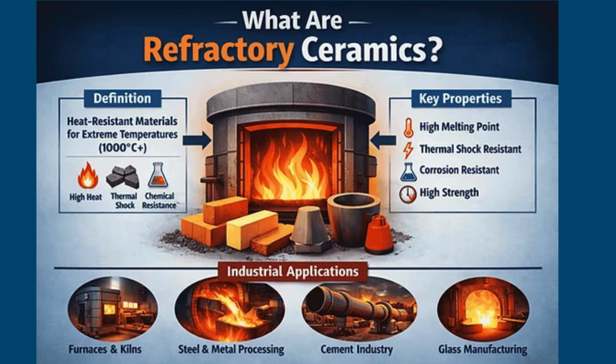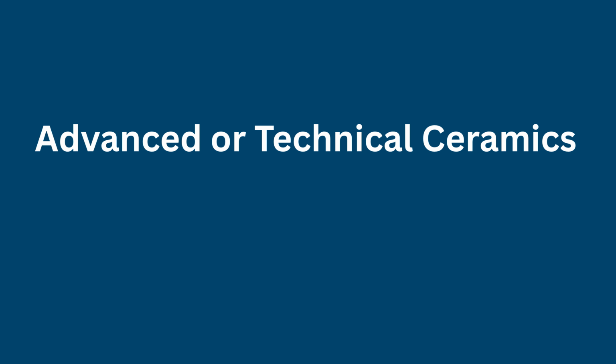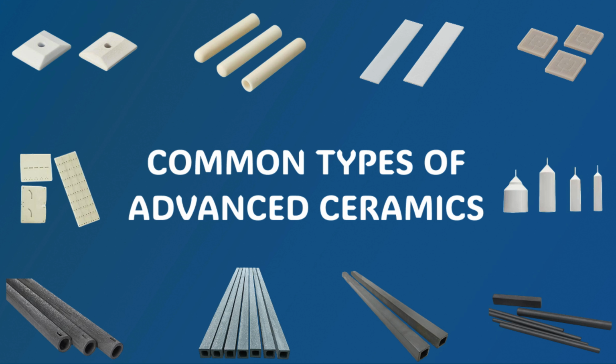Refractories. Refractory ceramics are designed to withstand extremely high temperatures and corrosive industrial environments. They are widely used in furnaces, kilns, steel-making vessels, glass manufacturing, and petrochemical processing. Common refractory materials include silica, aluminosilicates, magnesia, and zirconia. Advanced or technical ceramics. Advanced ceramics are highly engineered materials designed for specialized industrial applications requiring exceptional mechanical, thermal, electrical, or biological performance.